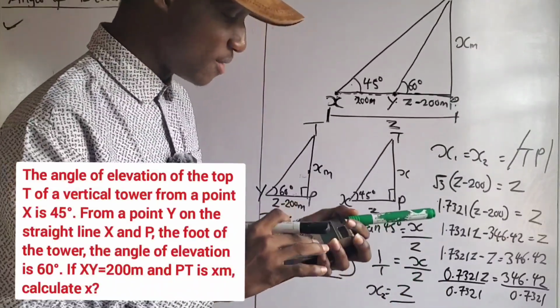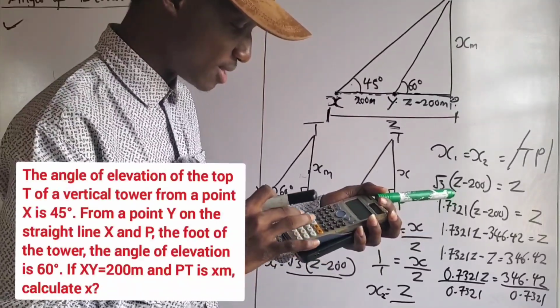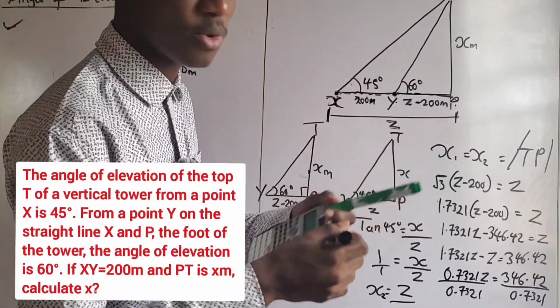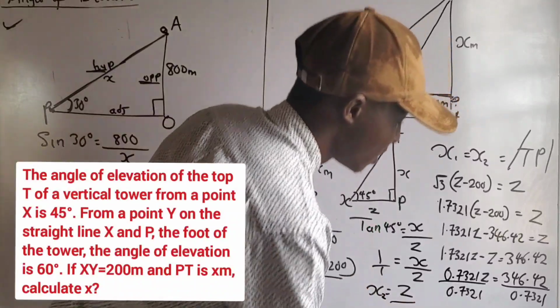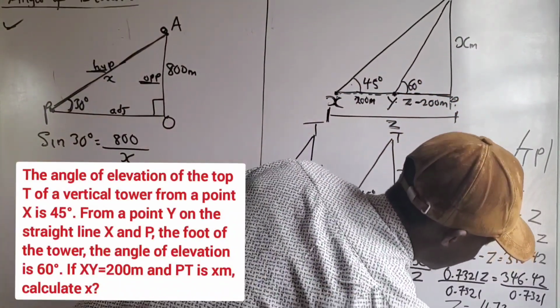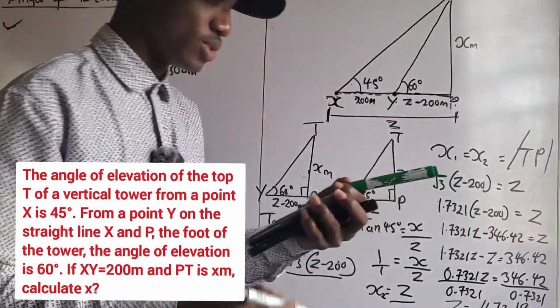So 346.42 divided by 0.7321. That will give us 473.18 or 473.19. Z equals to 473.19 meter. Okay, that is to 2 decimal places.